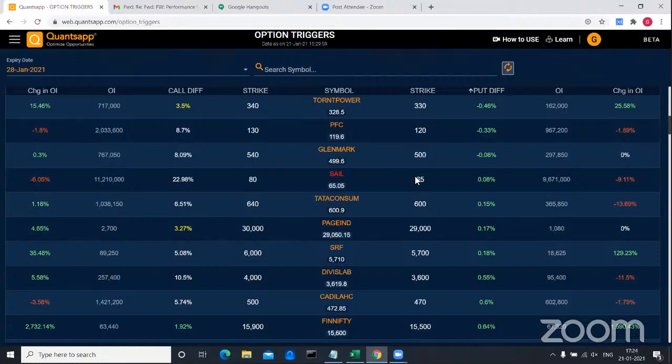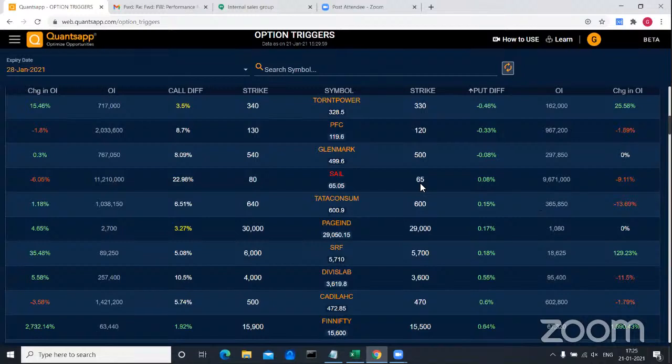You can say that this particular stock is trading at 65.05 and the highest put is at 65. So you can say that even at this level there's a decline, there's a change in OI by almost 9%. So that shows there's some amount of nervousness among the call writers. Same with Tata Consumer, which is trading almost at 601, the highest put strike is 600, and it still shows some nervousness among the call writers.